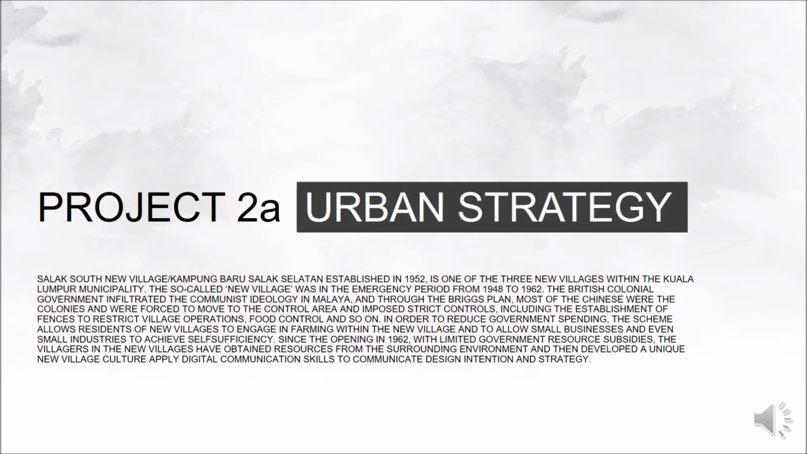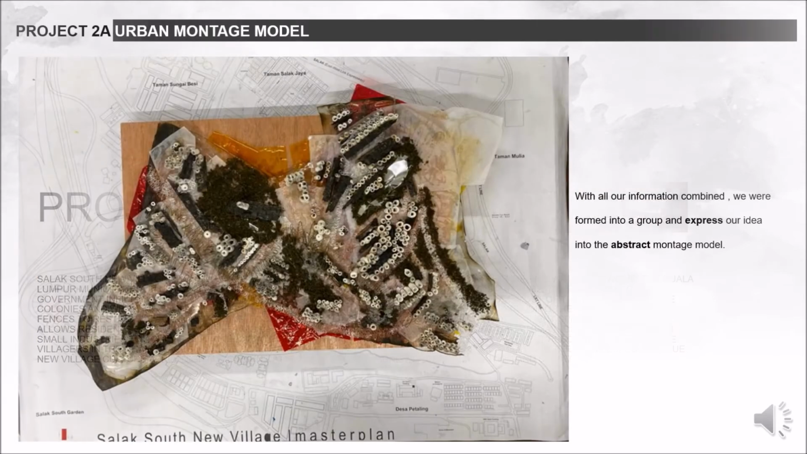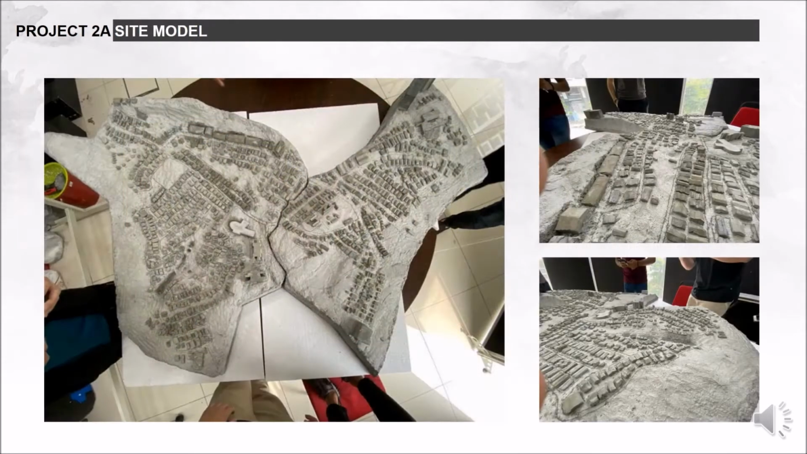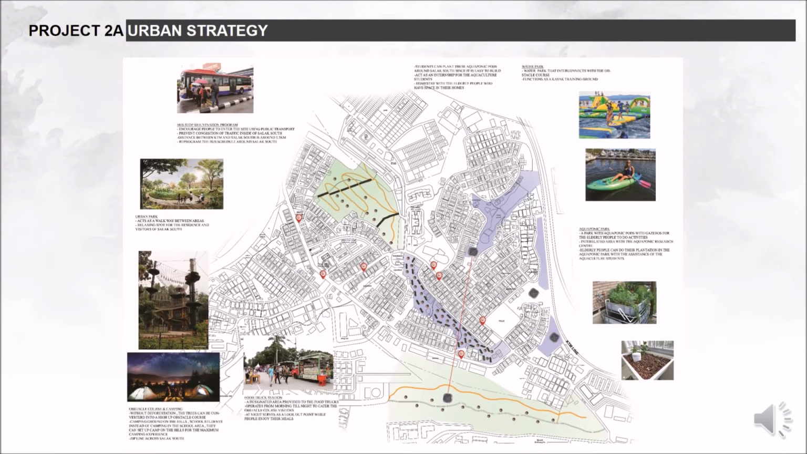Next, we'll talk about Project 2A, Urban Strategy. With the information combined, we were formed into a group and expressed our ideas into the abstract montage model. As you can see, this is our site model made out of concrete, and the tiny houses were handmade piece by piece using craft board as the formwork. Moving on, for the urban strategies, I would be mainly focusing on the empty unused land around Salak South and ways to attract people into the site.